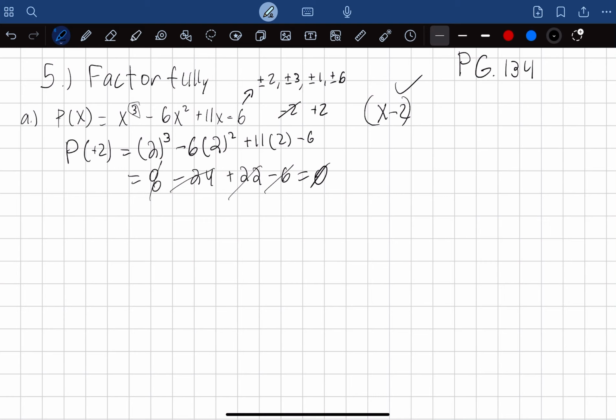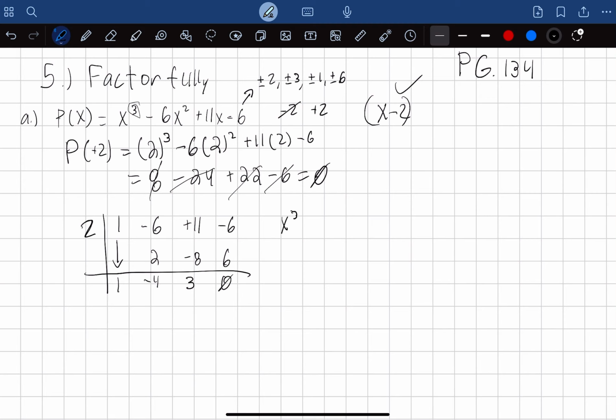Now, I'm going to synthetically divide our original function by x minus 2 in order to get our next function. So I'm just going to put 2 here, and then our coefficients: 1, negative 6, 11, negative 6. I'm simply going to drop this down and get 1. 2 times 1 is 2, so negative 4. Negative 4 times 2 is negative 8, which means this is 3. And finally, 3 times 2 is equal to 6, and this equates to 0.